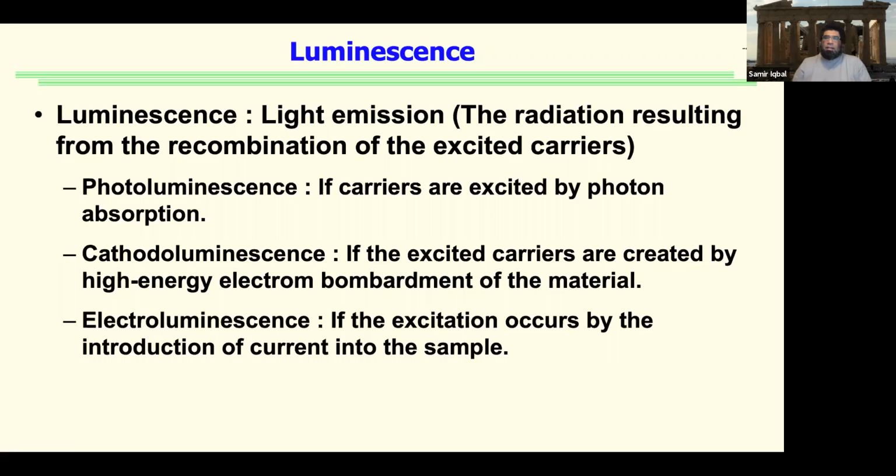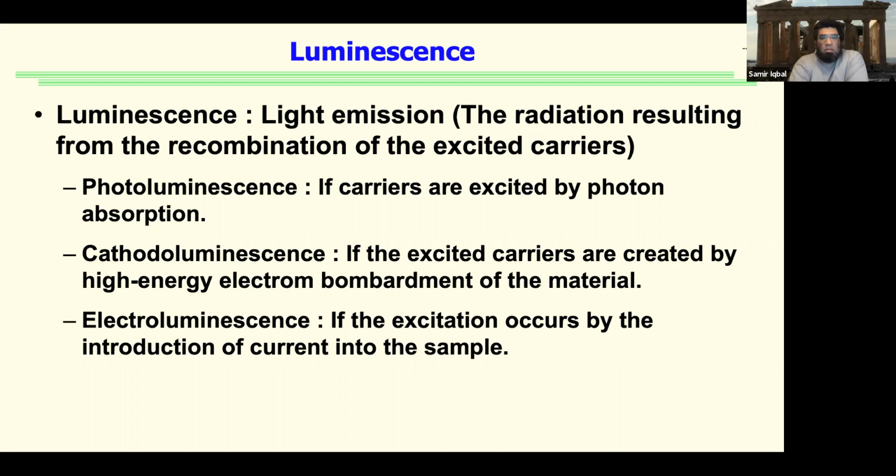Photoluminescence is where the part A, the EHP generation, happened because of a photon absorption, right? So we shined a light. Cathodoluminescence is if the original EHP generation, again part A, occurred because we had bombarded high energy electrons on the material, which knocked off an electron from the valence band and gave it enough energy to jump and go to the conduction band. Right?